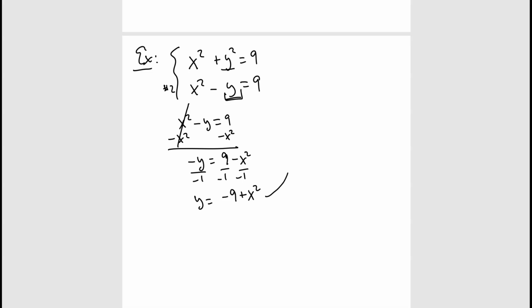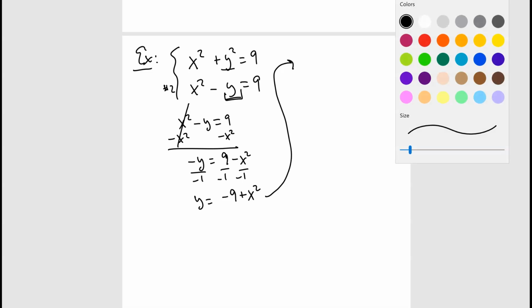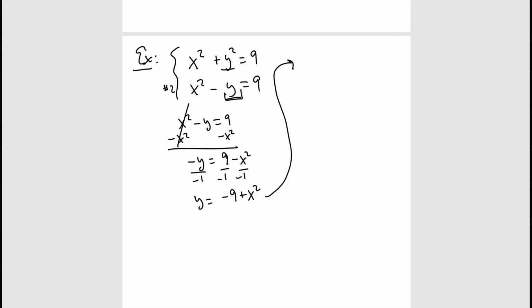Okay? And now what I'm going to do is plug this thing into the first equation. So I have x squared plus y, in this case negative 9 plus x squared, whole quantity squared, equals 9. Okay, so I'm going to have x squared plus negative 9 plus x squared. I have 2 of these, which I'm going to have to FOIL out, equals 9.